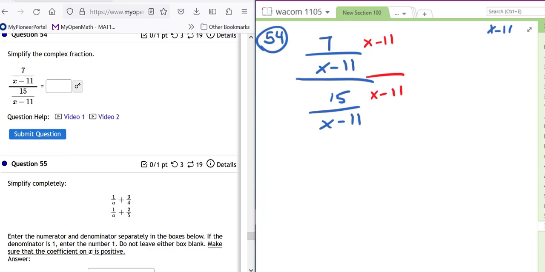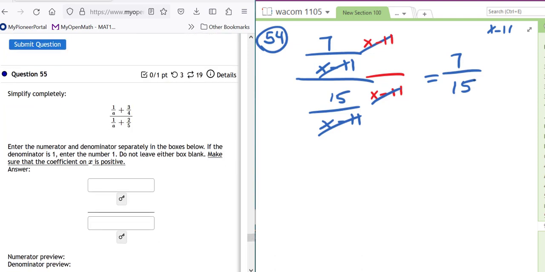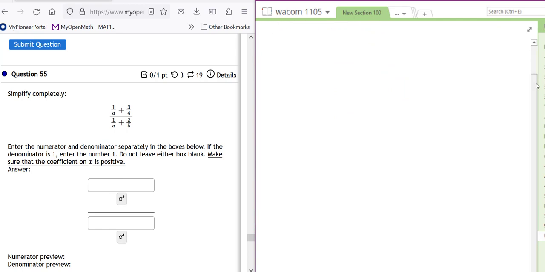Now this problem is really nice because it's going to just cancel that whole denominator out, and this one cancels that whole denominator, and the answer is 7 over 15. So that one is real pretty. The other one, and I'm sorry that print is so small. We need to see if we can make that bigger.